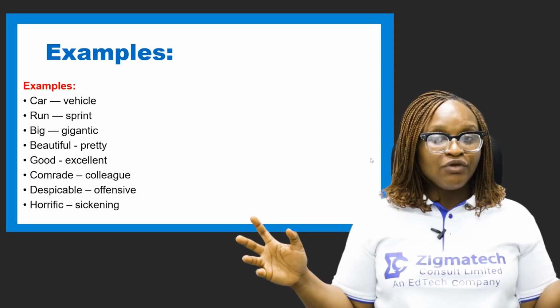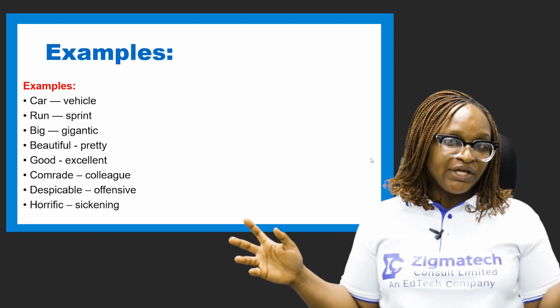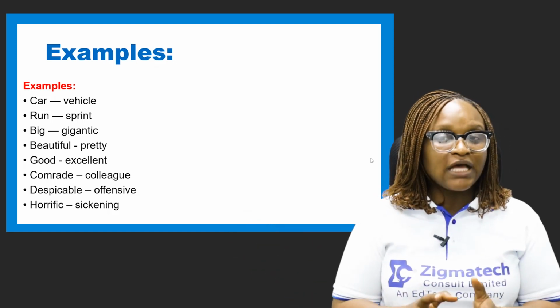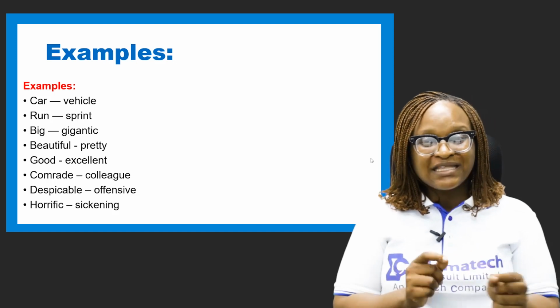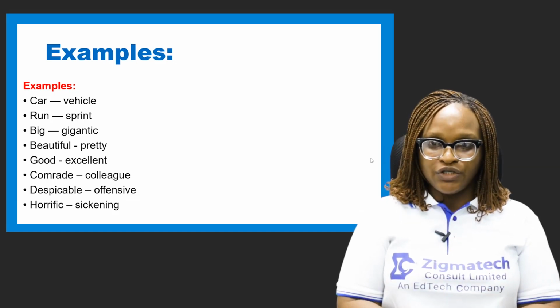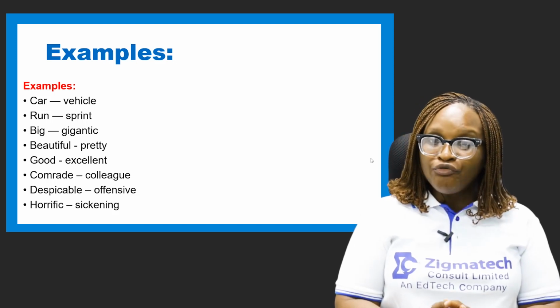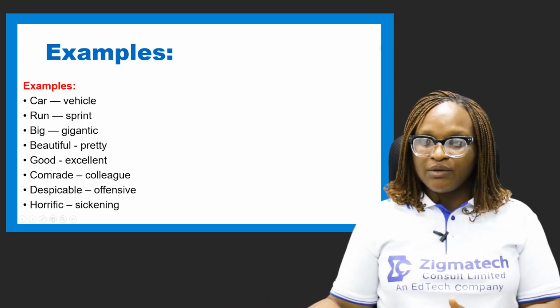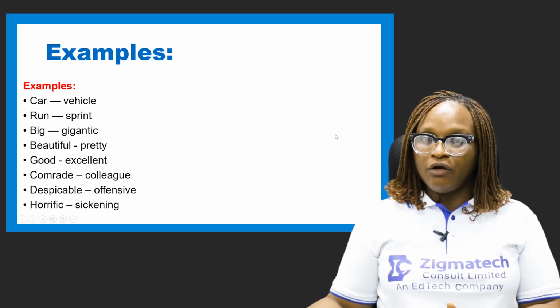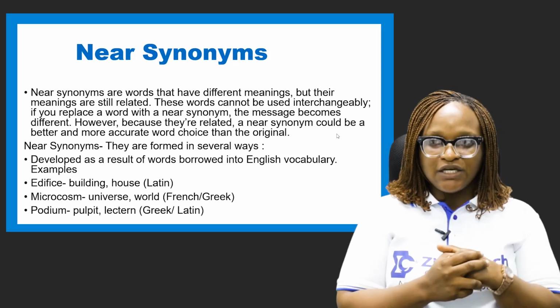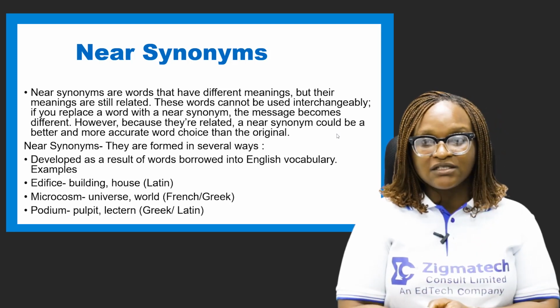Enormous can also be a word synonym to big, but remember we said that the degrees are different. The meanings are the same, even if you have a slight difference in the word. Now, beautiful means pretty, good, excellent, comrade, colleague. Despicable means offensive, horrific means sickening. Then we have near synonyms, and that's the last.